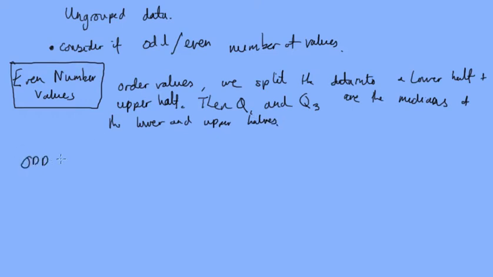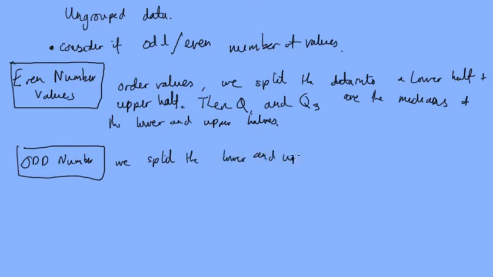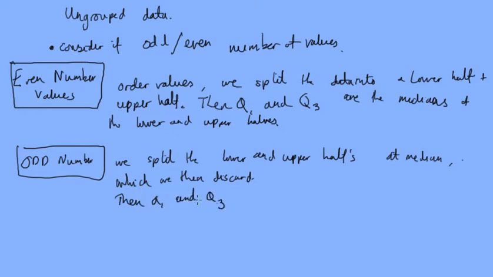For an odd number, we split the lower and upper halves at the median, which we then discard, and then Q1 and Q3 are the medians of the lower and upper halves.